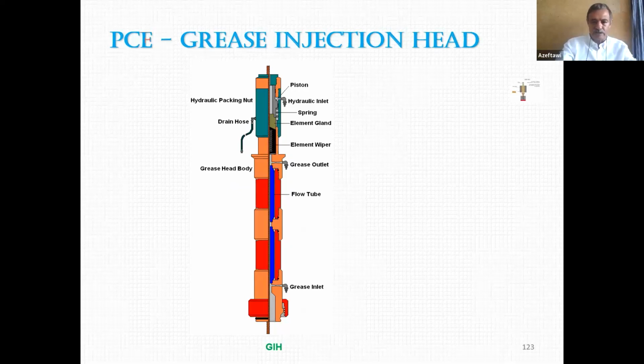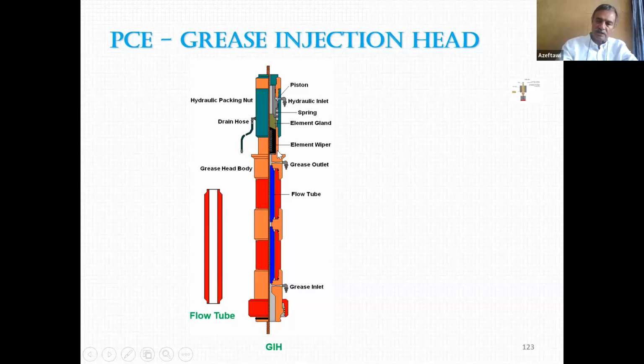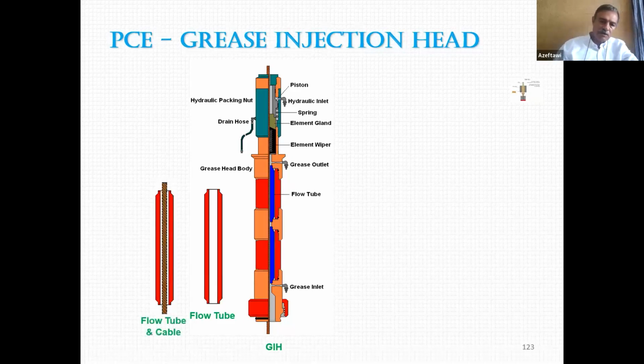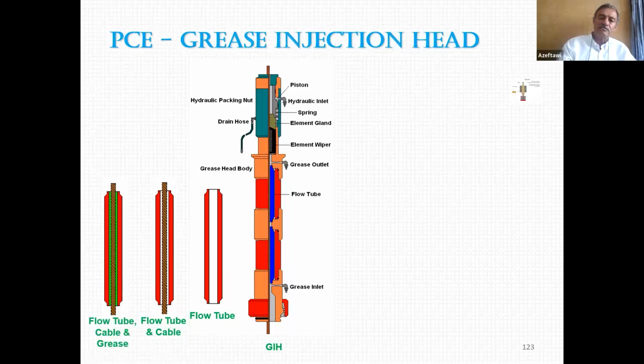We use grease injection. This is the grease injection head. What makes the seal is this blue part here. If we take it out to see what's there, you will see it's a pipe. We call it flow tube. Now, what's inside the flow tube is our braided line, E-line. Now we need to make the seal between the OD of the braided line and the ID of the flow tube. How do we make this seal? We fill it with grease. Fill this volume with grease.